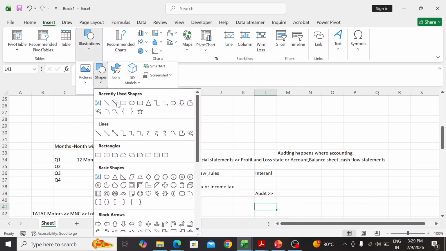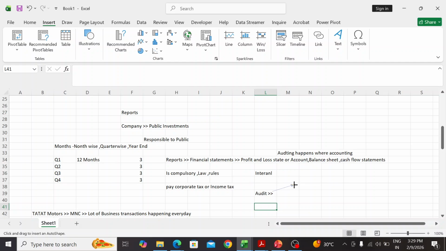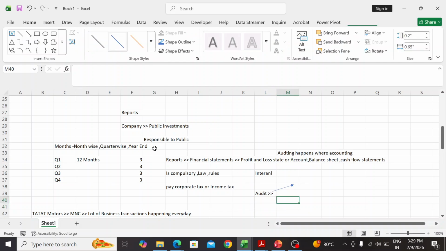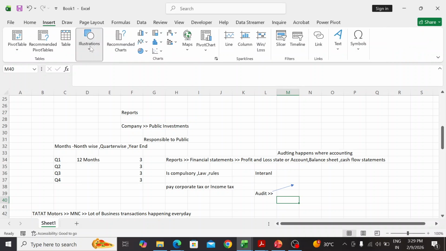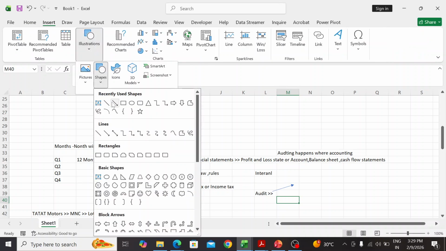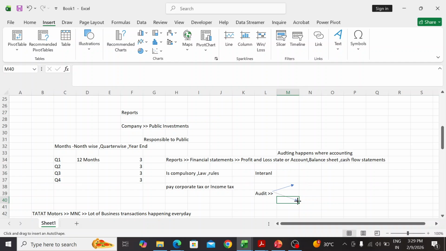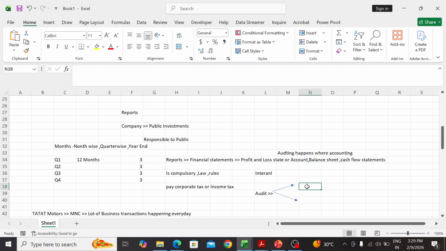Audit happens in two ways. One is internal, another one is external. Internal audit and external audit.